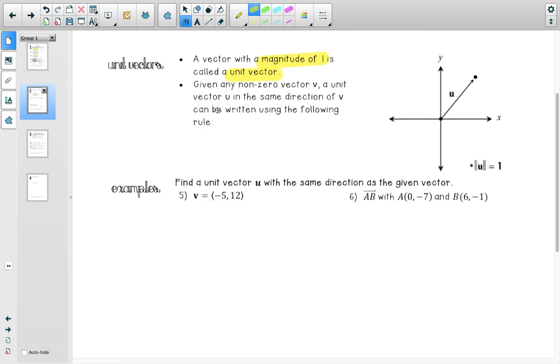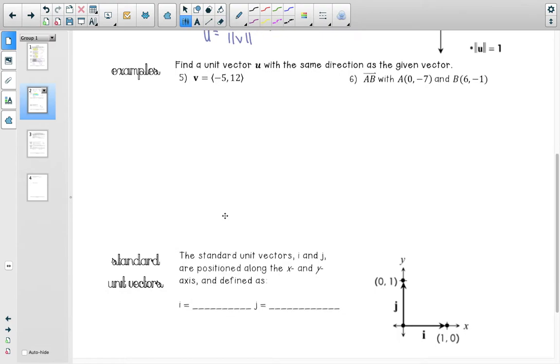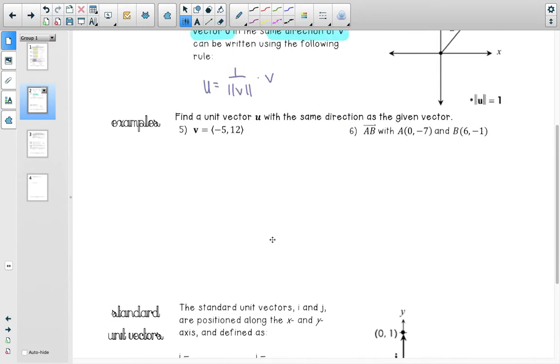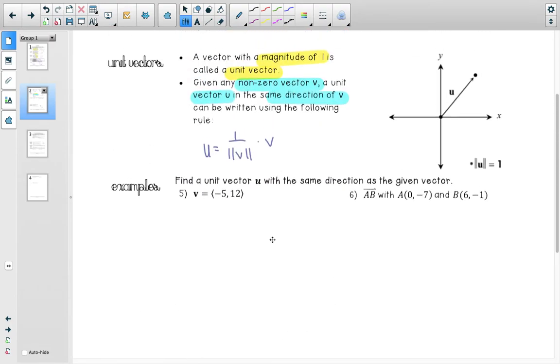Now, with this rule, I'm going to be throwing you out. Given the non-zero vector v, which means there's no zeros, a unit vector in the same direction of v can be written using the following rule. And that following rule is u equals 1 over the magnitude of v times v. Okay, so we're going to find the unit vectors here, 5 and 6, and go over this, and then we'll stop the video and get the second part.